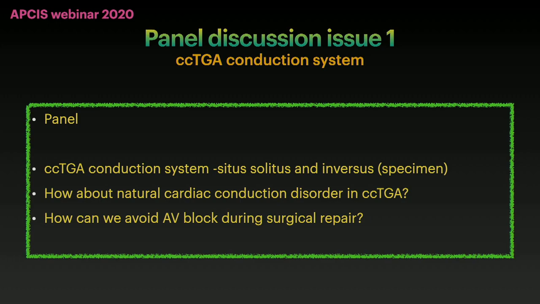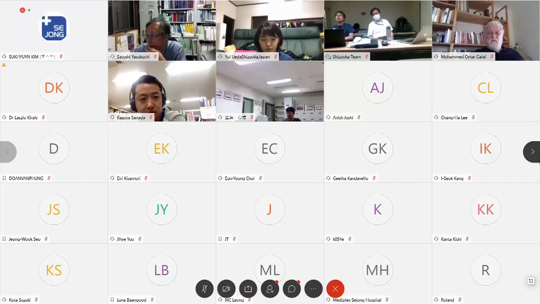Okay, I'd like to call on the next panelist, Dr. Yoshimoto from Shizuoka. How can you avoid AV block in ccTGA operation? Can you make a comment?